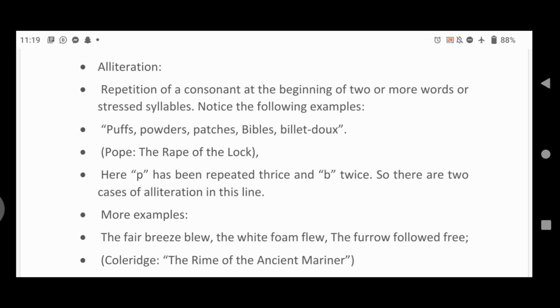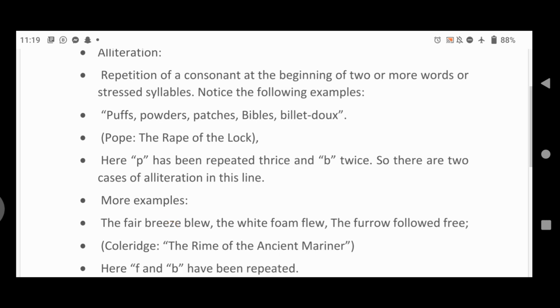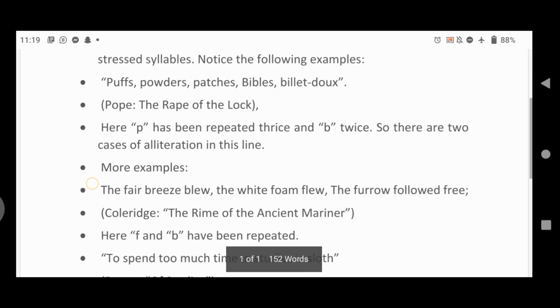Alliteration. For example, puffs, powders, patches, bubbles, palette, dogs. Now see, this example has been taken from The Rape of the Lock, written by Alexander Pope in the 18th century. Now, in this particular example, the sound P has been repeated thrice and B twice, as you see puffs, powders, patches, and B, bubbles, palette. So, there are two cases of alliteration in this line.